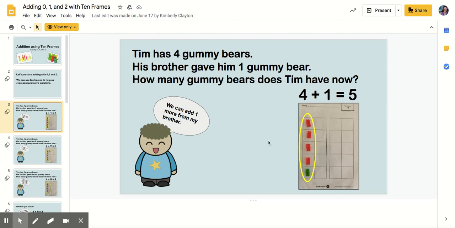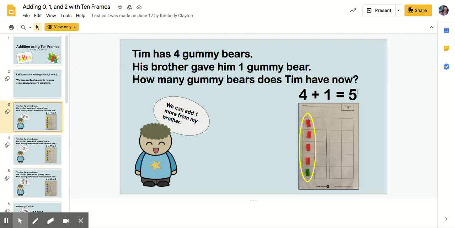Off to the right here, we have two 10 frames that they've given us, and they've given some gummy bears to show the math problem. So this says Tim has 4 gummy bears. His brother gave him 1 gummy bear. How many gummy bears does Tim have now? Now this part up here is what's called a word problem. It's using words to kind of explain a story or a scenario that explains the addition problem.